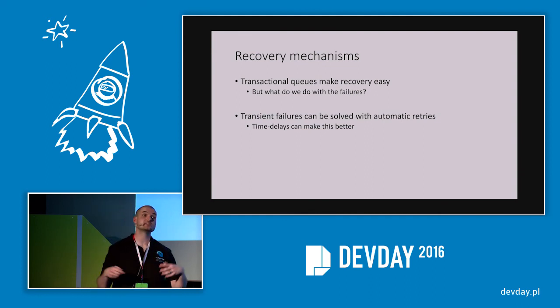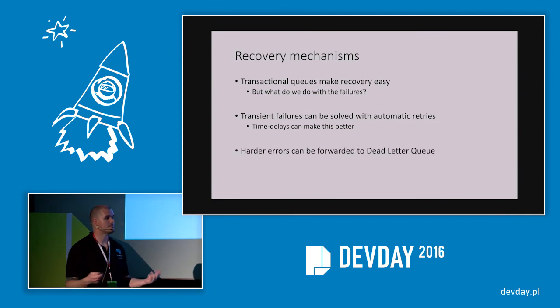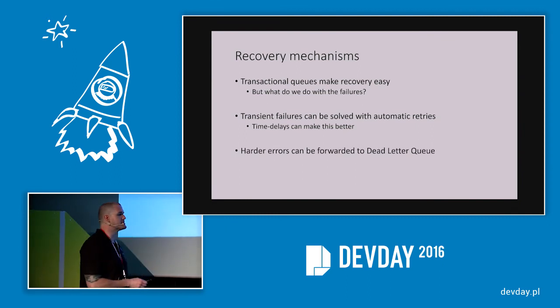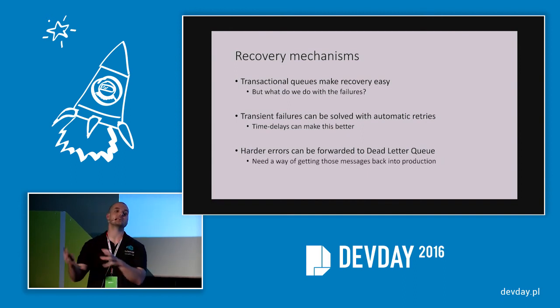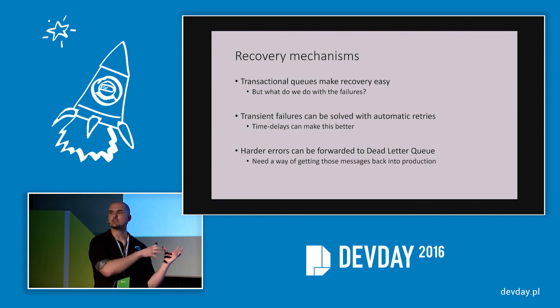In the event when that still doesn't help, forward those messages to the error queue. You do, however, then need a way to monitor that error queue and take those messages from the error queue and get them back into production. So when you release version 2 of your software that fixes the bug, then you can put that message back in production and everything will work as expected.